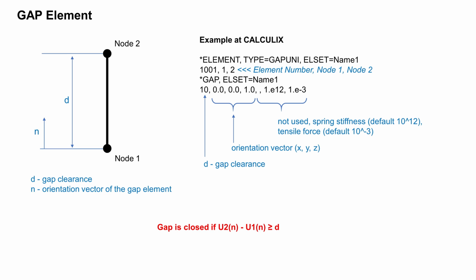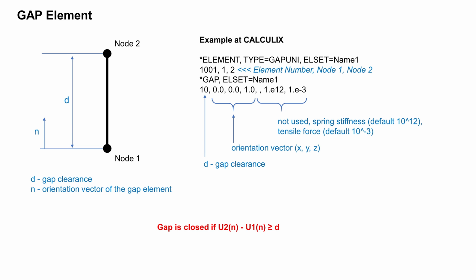The line after that is asterisk GAP with ELSET, name 1. The next line defines the gap properties: gap clearance d, orientation vector, unused space, spring stiffness, and tensile force. So you can use a gap with a user-defined stiffness.